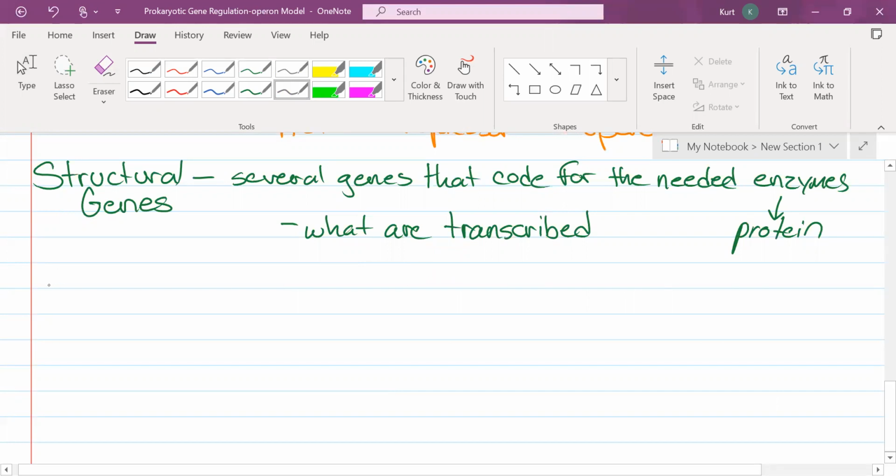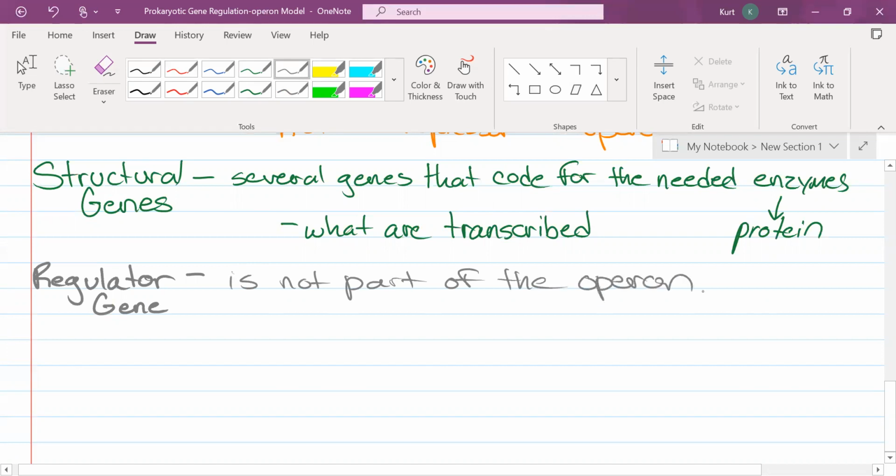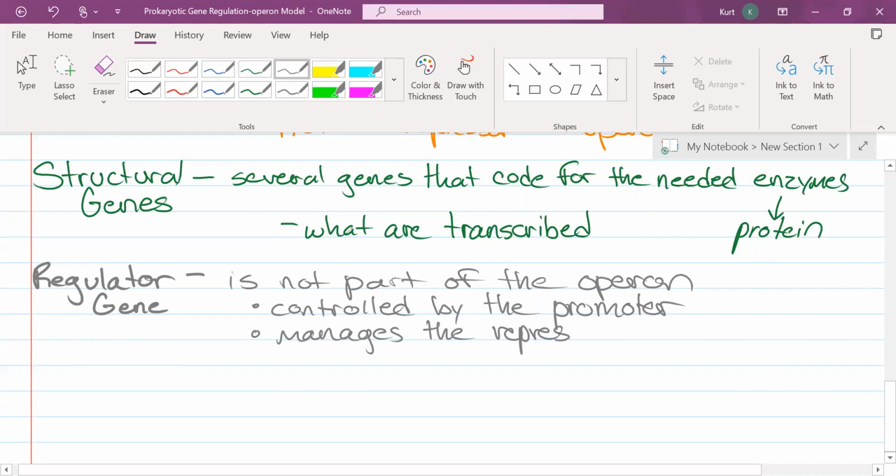And the last one we have for today is the regulator gene. The regulator gene is not part of the operon. It is controlled by the promoter. And it manages the repressor. Okay. And that concludes your cast of characters for an operon. What we're going to do now, once you all are caught up, is we're going to draw them and identify where they're located within an operon.